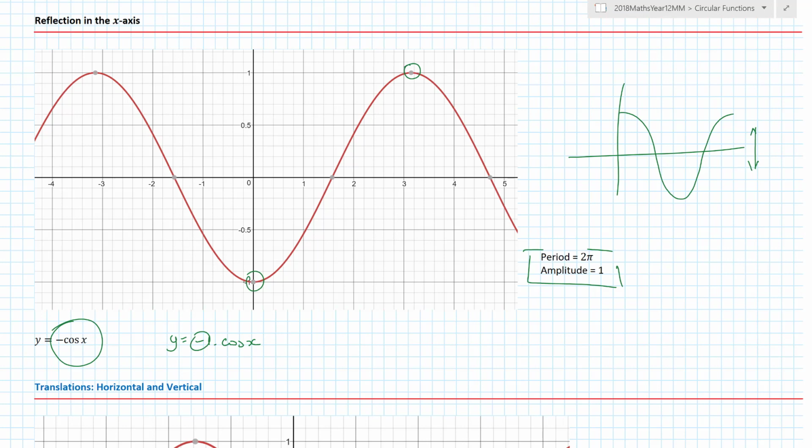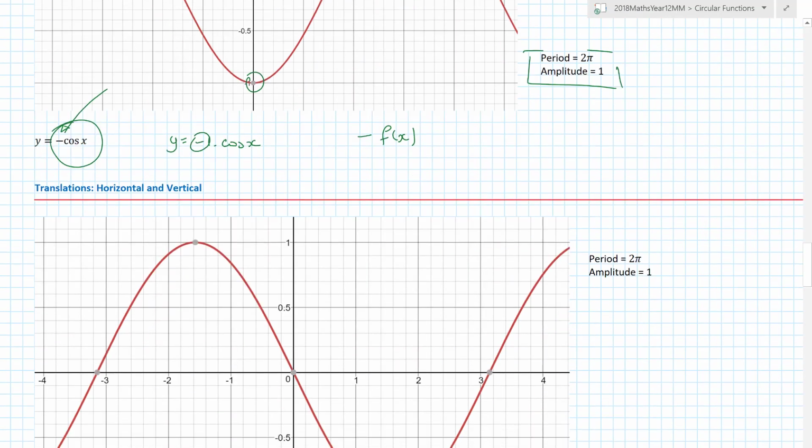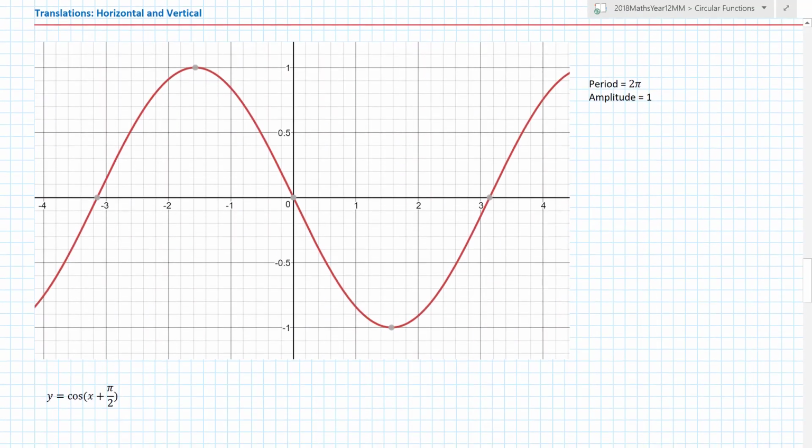Remember, the way we know it's reflection in the x-axis is, as I've circled here, that minus sign. That minus sign takes my function, so minus my function, using the shortcut, tells me that it's a reflection in the x-axis. Now, translations, horizontal and vertical, also really, really important. Once again, we need to look at my function here. So what do we have? Cosine of x plus pi on 2.